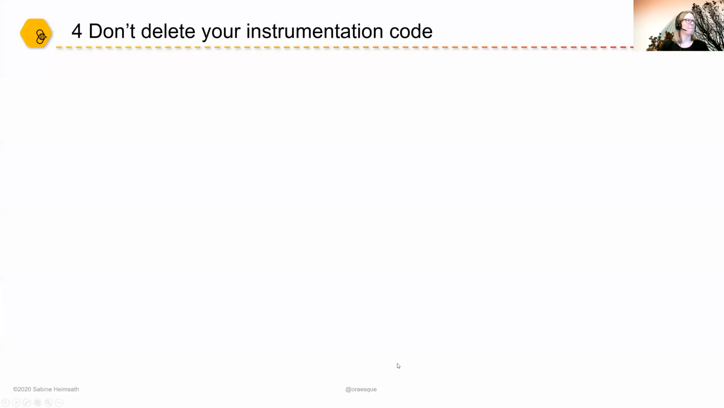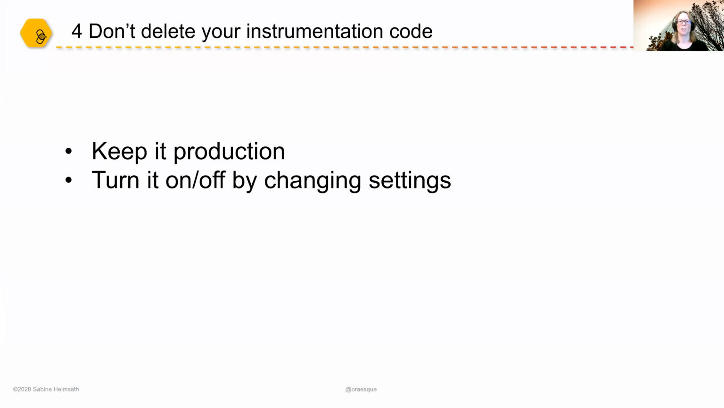So, don't delete your instrumentation code. Yes, I think that can safely be stated, and we're not the only ones. You should also keep it in production and turn it on and off by changing some settings. That's definitely useful, because if something goes wrong in production, yes, it definitely helps you.